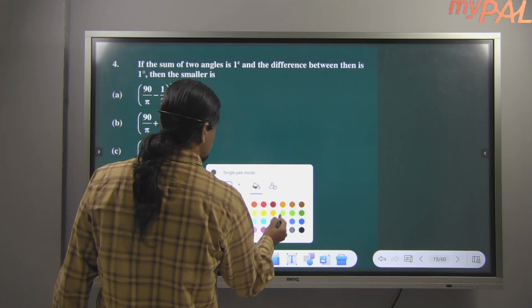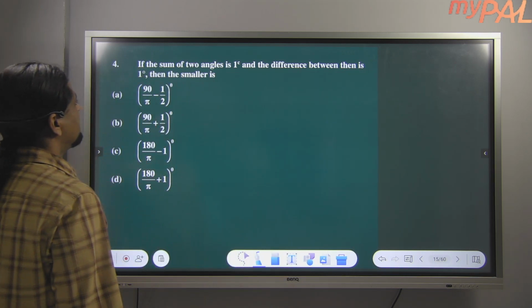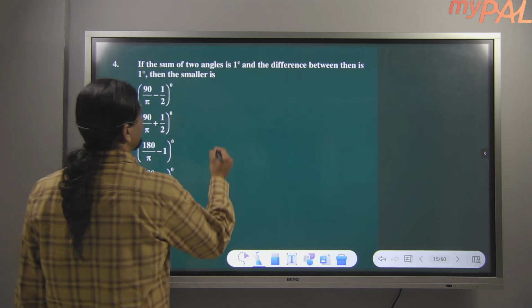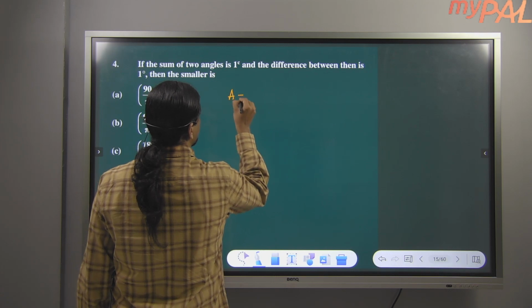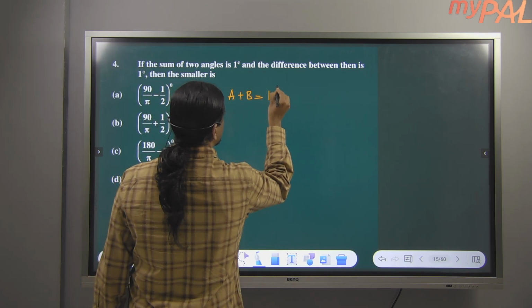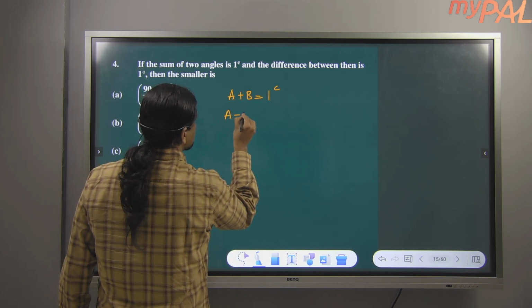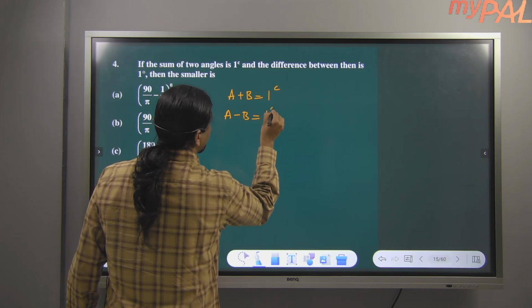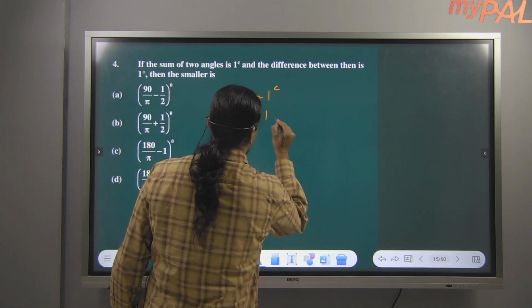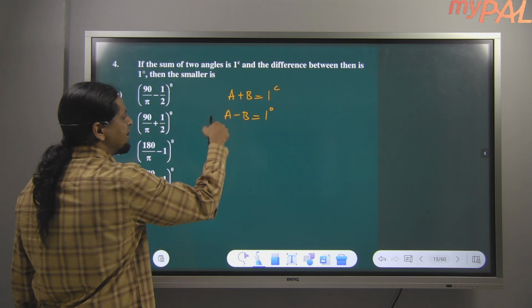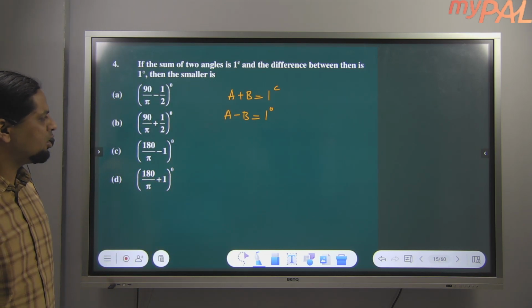Here we go. So it says that the sum of the angles is 1 radian and the difference. So let the angles be A and B. What have they given as the sum? 1 radian. And the difference, what have they given? 1 degree. You need to find out the lower angle, the smaller angle. Is it obvious? If I do A minus B, B is going to be the smaller angle. It's very obvious, correct?